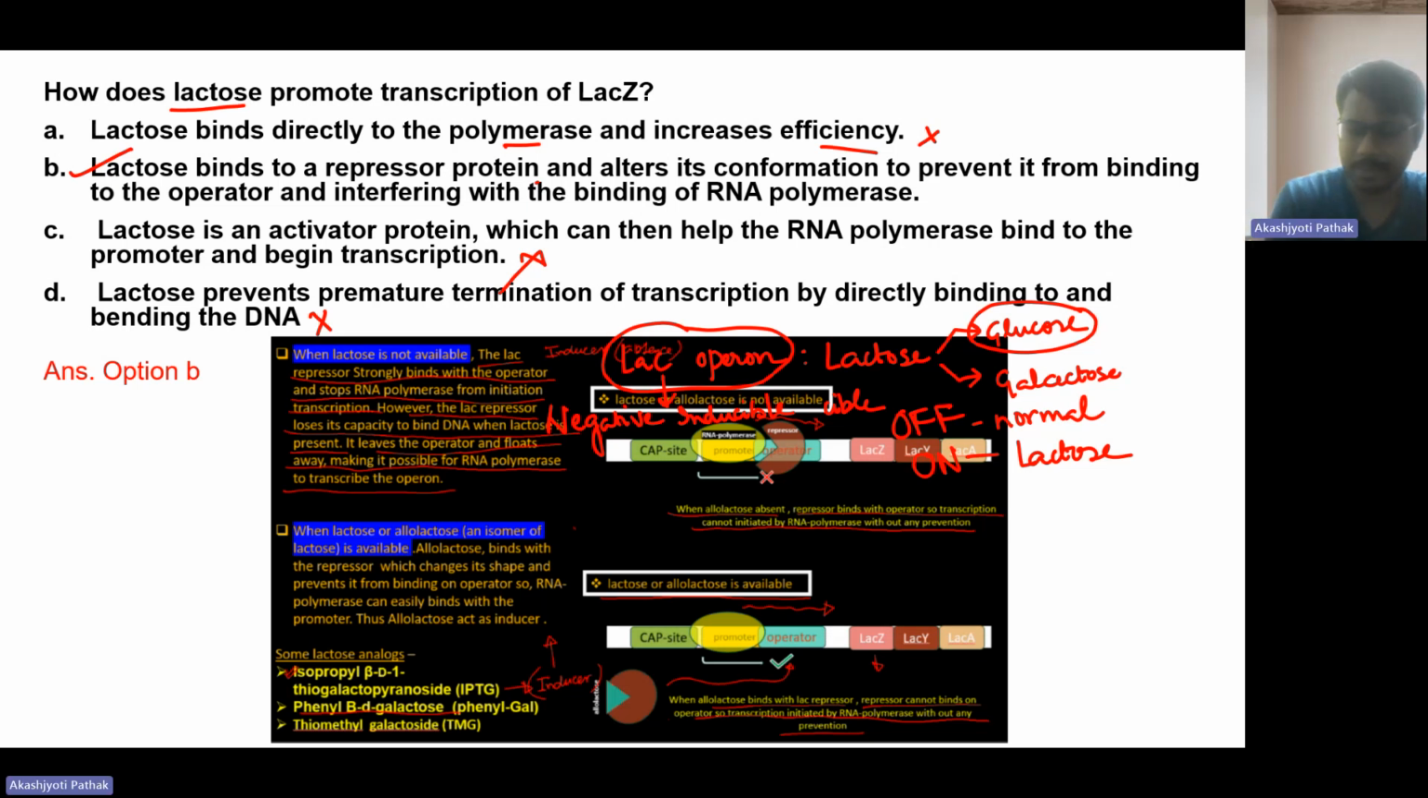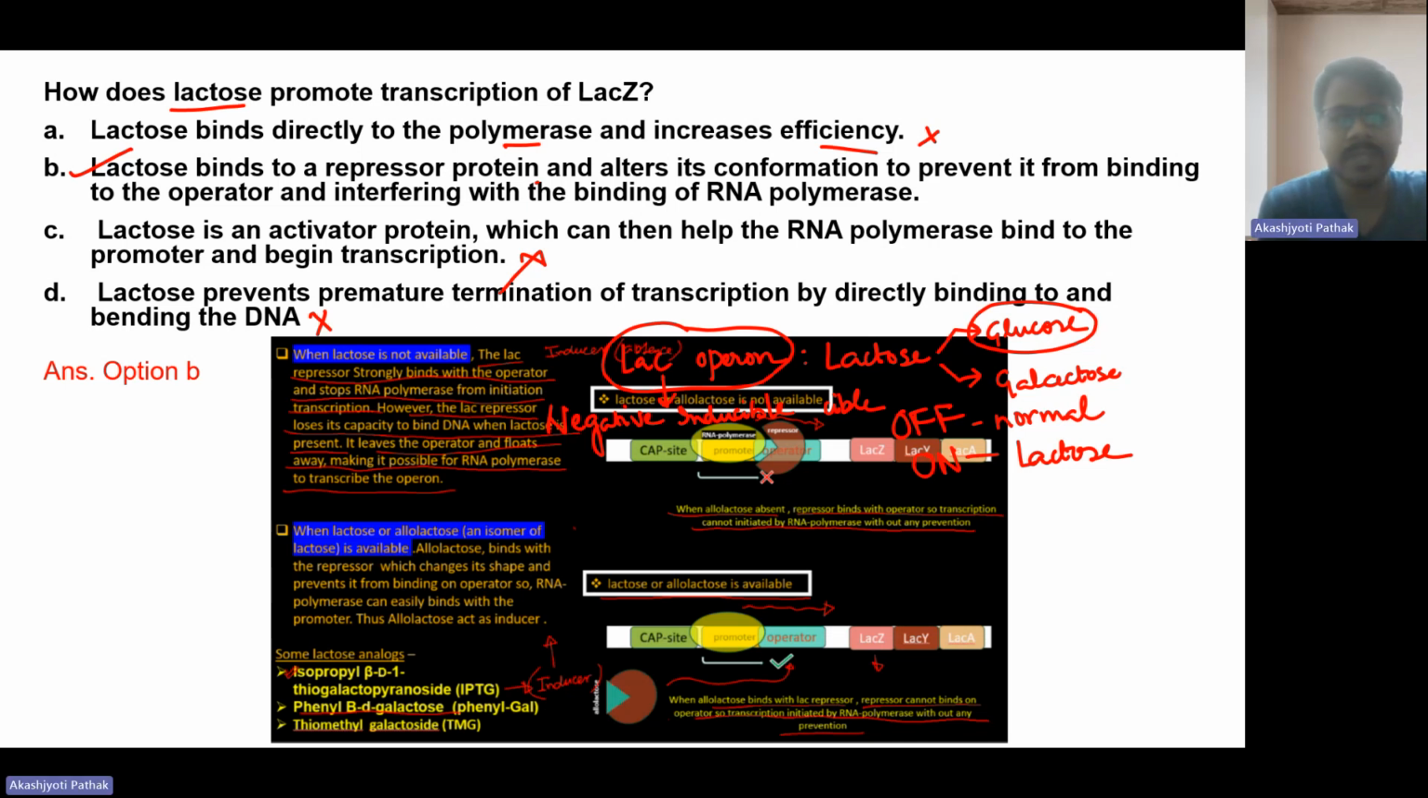So you have taken this from this lecture slide. The lac repressor, when lactose is not available. As I was explaining, when lactose is not present in the media, this lac repressor will strongly bind to the operator and stop RNA polymerase from initiating transcription. However, the lac repressor loses its capacity to bind DNA when lactose is present.